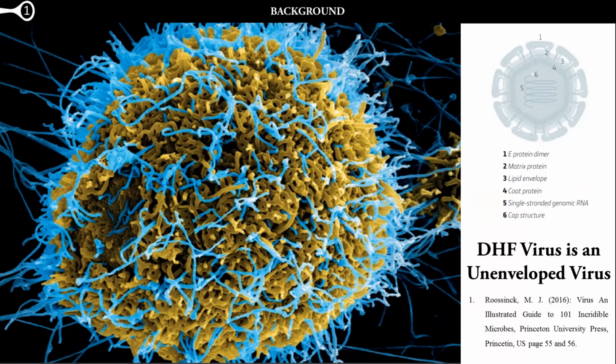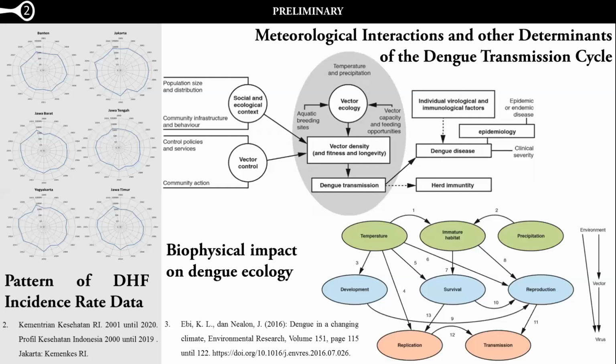Similar to the COVID-19 virus, the dengue virus is also an enveloped virus. Thus, basically, these two viruses are easily affected by their environment. Furthermore, the reason I chose the title is because there is a pattern that can be seen from the data of the DSF incidence rate data in most provinces in Indonesia, especially provinces with relatively close distances.